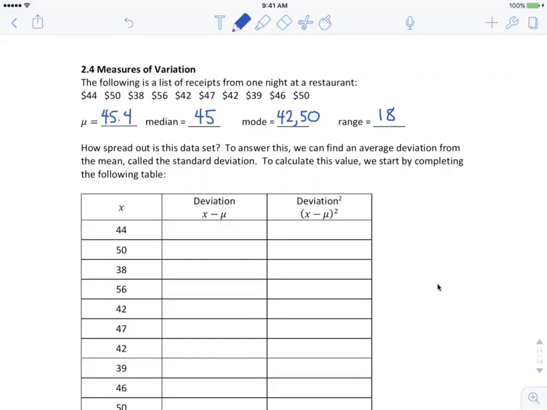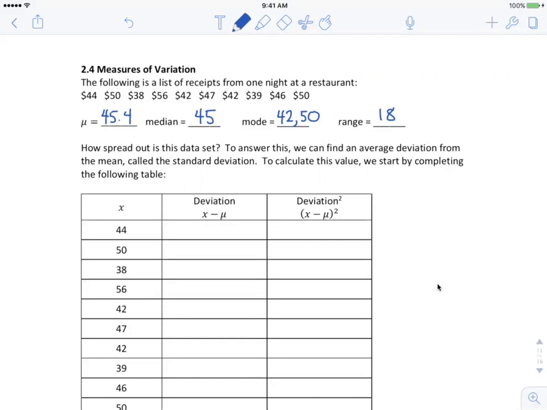And then the range is just the maximum minus the minimum. So the 56 minus the 38. Hopefully that's 18. Okay, let's get into this calculation of the standard deviation.